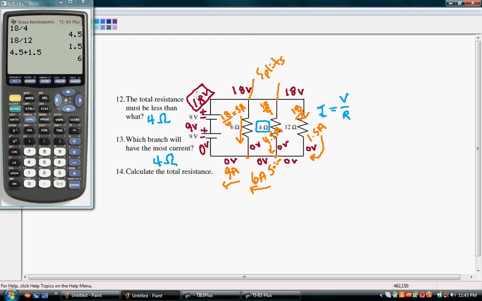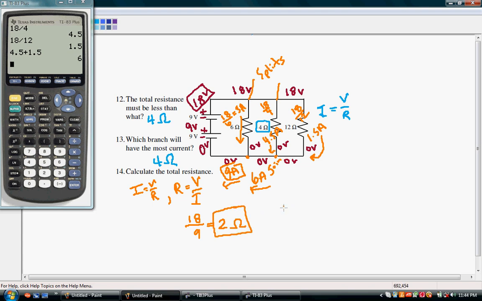So our total voltage, let's recap, is 18 volts, and our total current is 9 amps, because we've added all of our currents up. So we can actually find the total resistance. If I is V over R, then our total resistance, if we manipulate that equation, is R equals V over I. So we know that our total voltage is 18 and our total current is 9, and we would divide that and get 2 ohms.